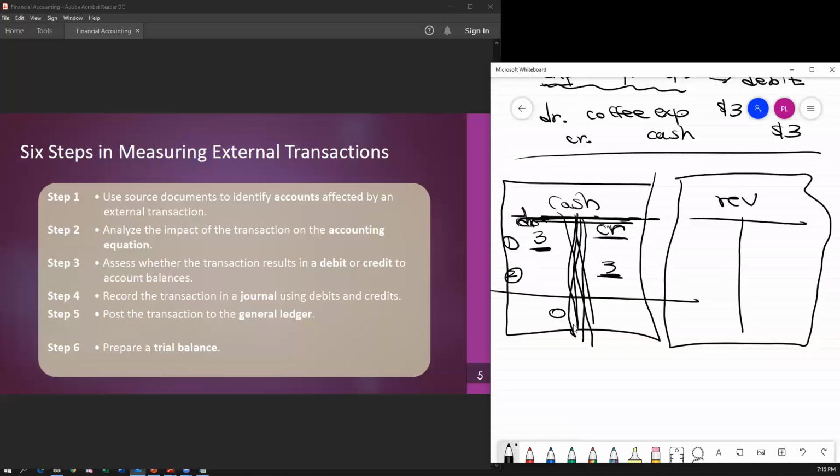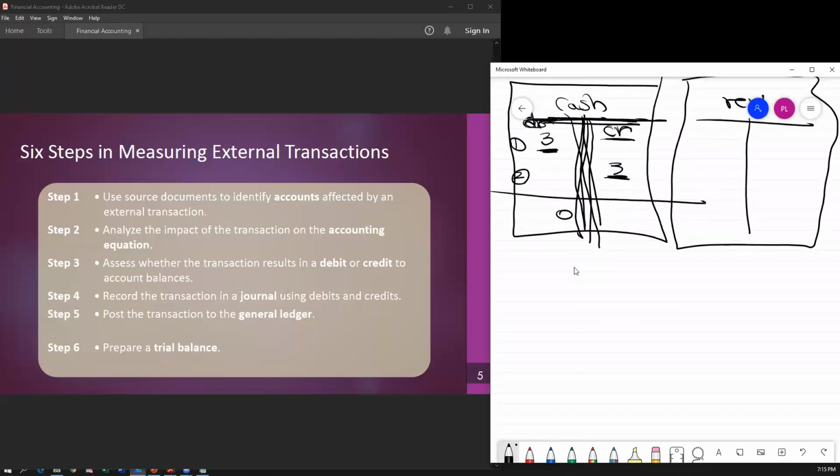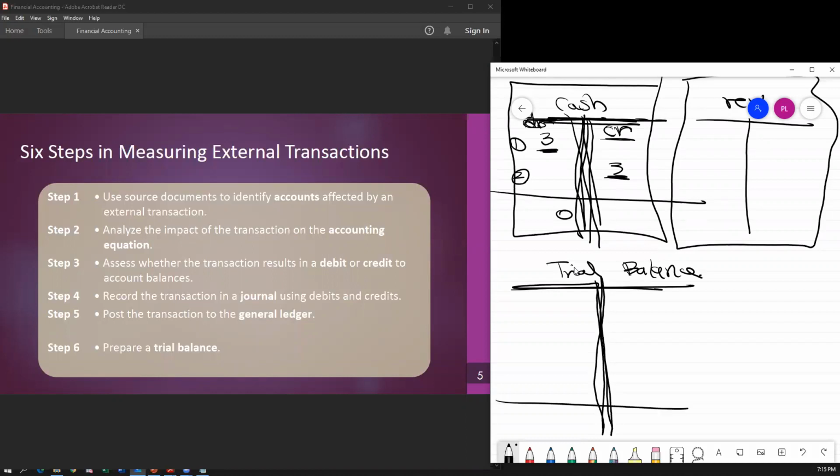Okay, I think we're good. And the last step is step 6, prepare a trial balance. So basically, a trial balance is this. It's again a T, a long T table here. It is going to say trial balance. What the trial balance is doing is checking whether all the debit items and credit items balance, or equal each other. So we reported cash debit or cash credit.